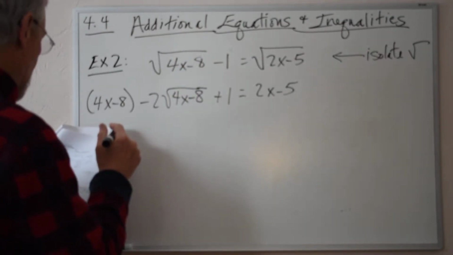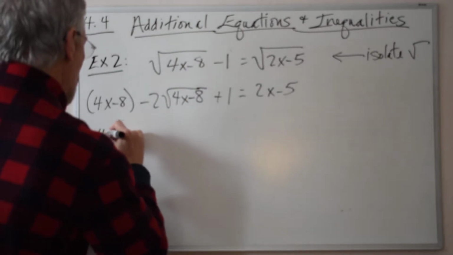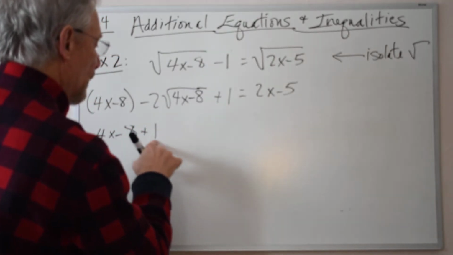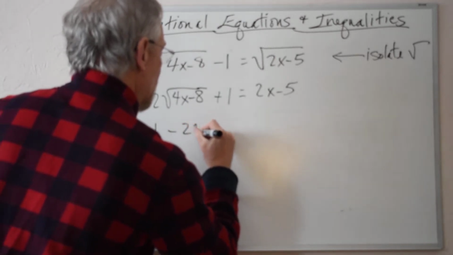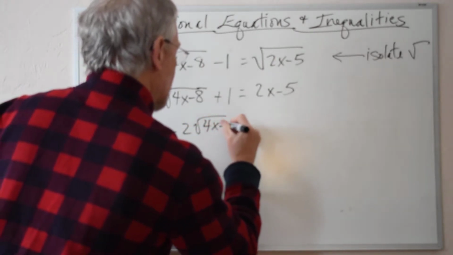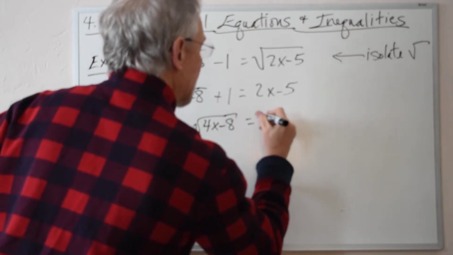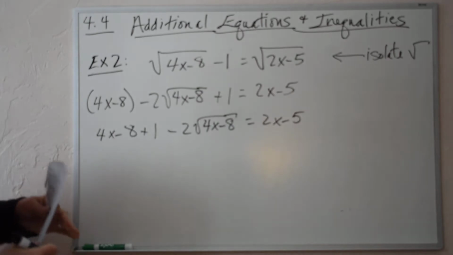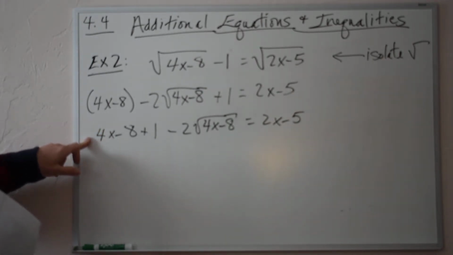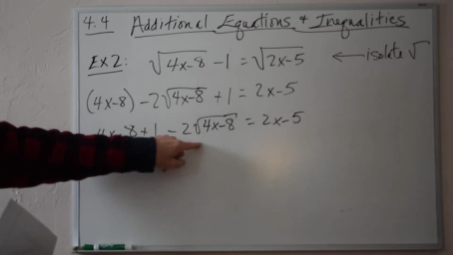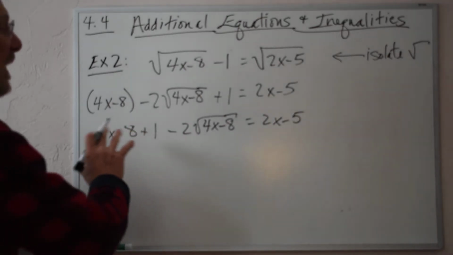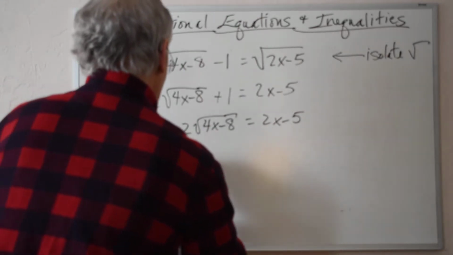Okay, so I have 4x minus 8 plus 1, if I move this over here, minus 2 times the square root of 4x minus 8 equals 2x minus 5. And now I'm back to the problem that we just did in example 1. I've got an equation with just one radical expression, so I apply the steps from there. Isolate this radical.